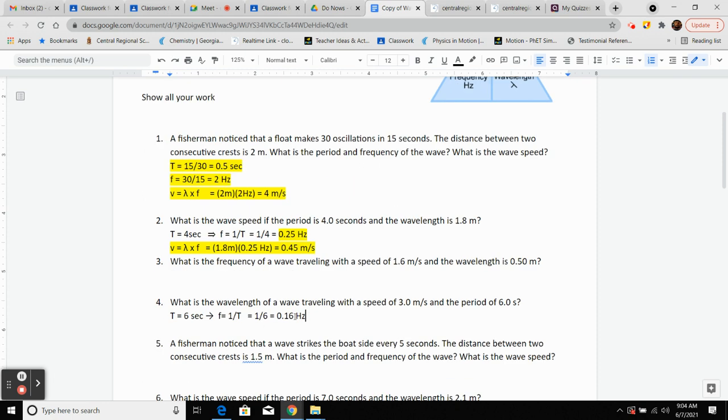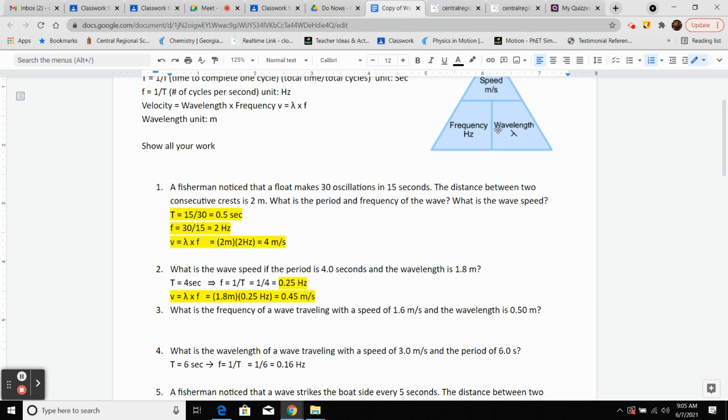Now that you have frequency and speed, to find wavelength, if I were to cover that up in our triangle, it would be speed divided by frequency. So I have 3 over this 0.16 guy here. Let's type this in, and get 18.75 meters as my wavelength.